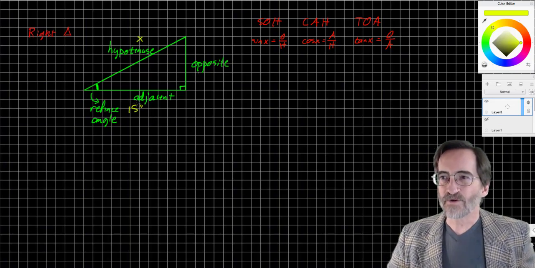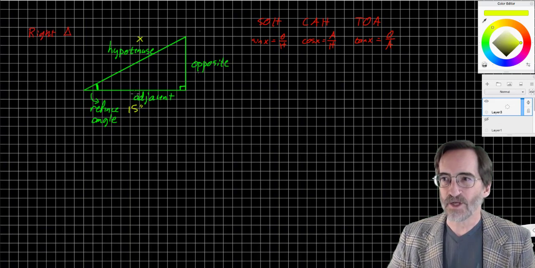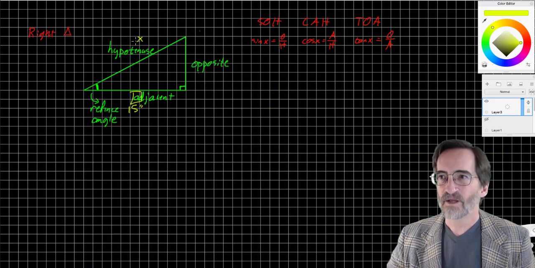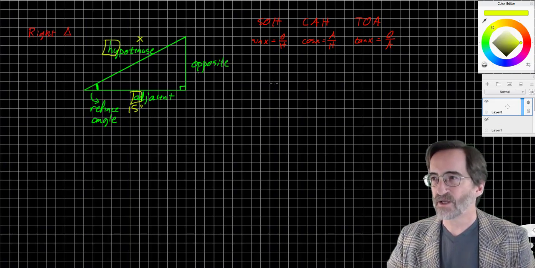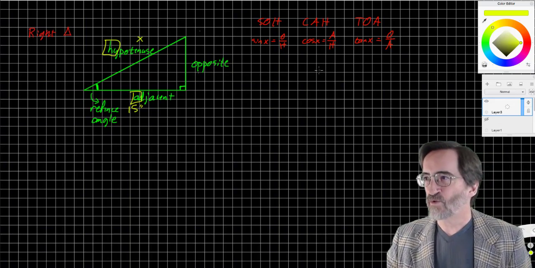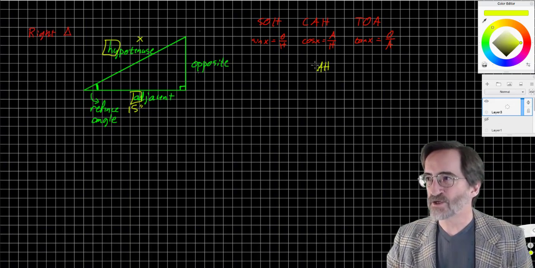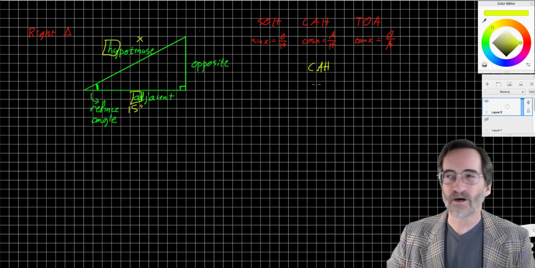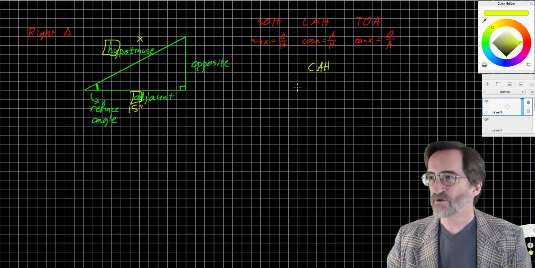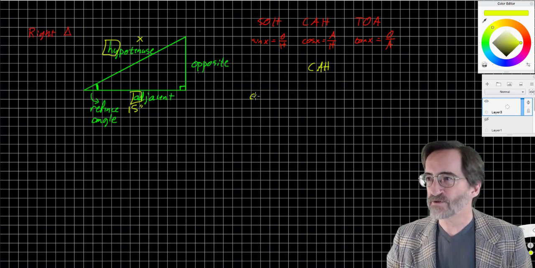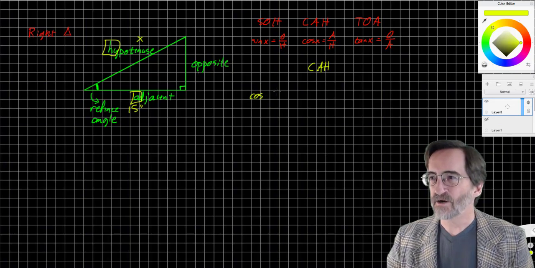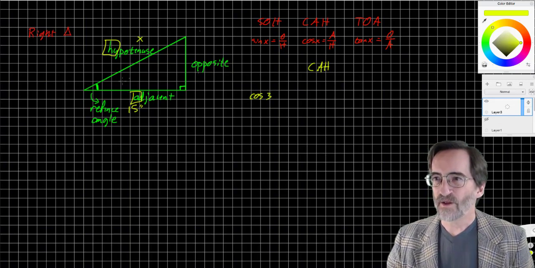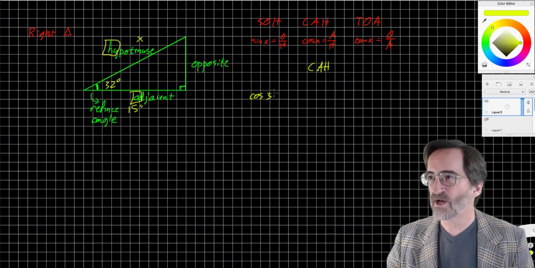So I note first that 15 is the adjacent side, a, and x is on the hypotenuse, h. So I need to know which trig function has a and h, and I note that that's cosine, the CAH in SOHCAHTOA. So I'm going to use the cosine function. Cosine of, and I forgot to put the degrees, keep it the same, 32 degrees. Cosine of 32 degrees equals 15 over x.